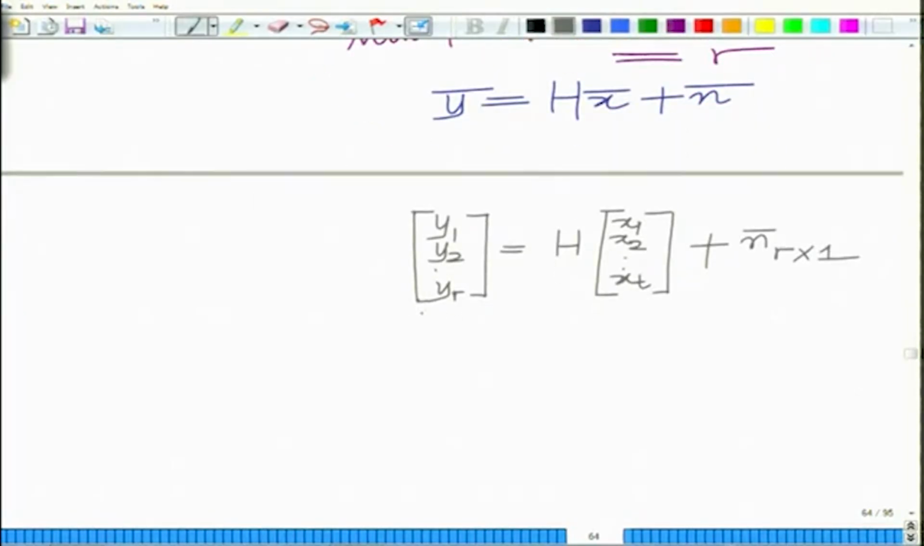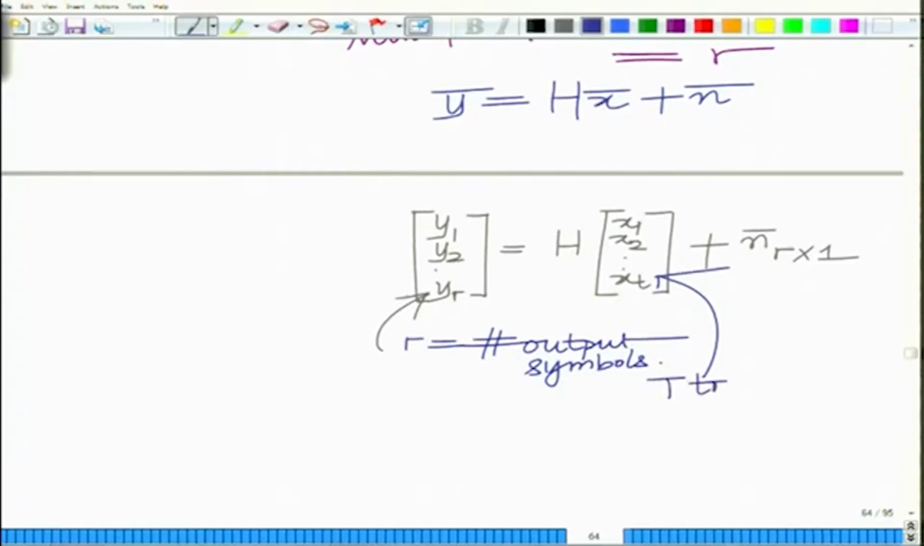Now, remember you have r output symbols on the r antennas, and you have t transmit symbols on the t transmit antennas.